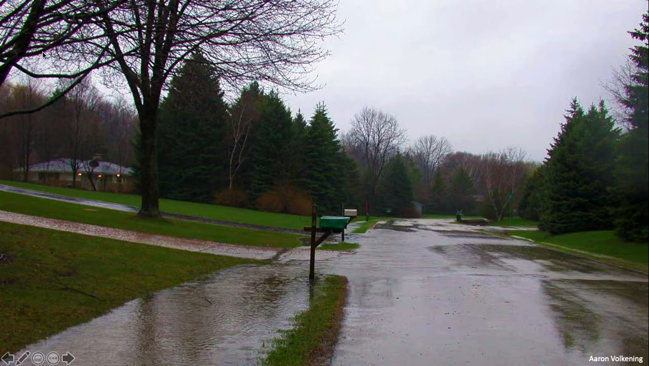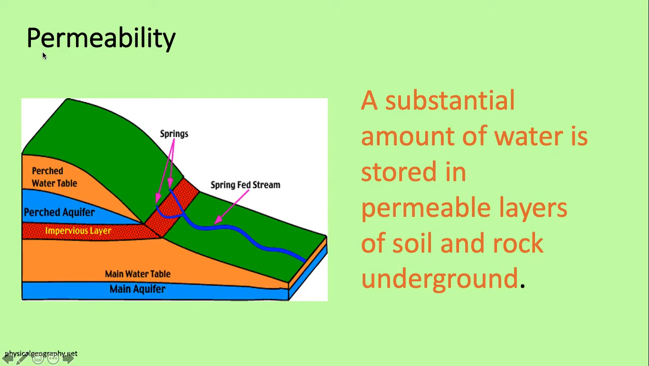When surfaces are impermeable, water does not seep into the ground and you have runoff, like pavement. A substantial amount of water is stored in permeable layers of soil and rock underground. That's your groundwater.